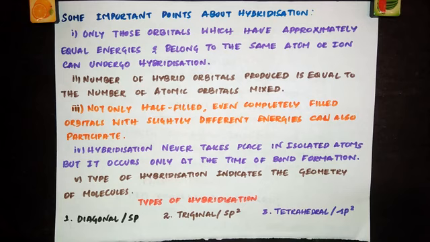Their energies should not differ much, and all these orbitals undergoing hybridization should belong to the same atom or ion. And point number 2, the number of hybrid orbitals produced is equal to the number of atomic orbitals mixed. Let's take again the example of carbon. I told you how many atomic orbitals are undergoing hybridization: 4. 2s, 2px, 2py and 2pz. So 4 atomic orbitals are undergoing hybridization. So how many resultant hybrid orbitals will you get?